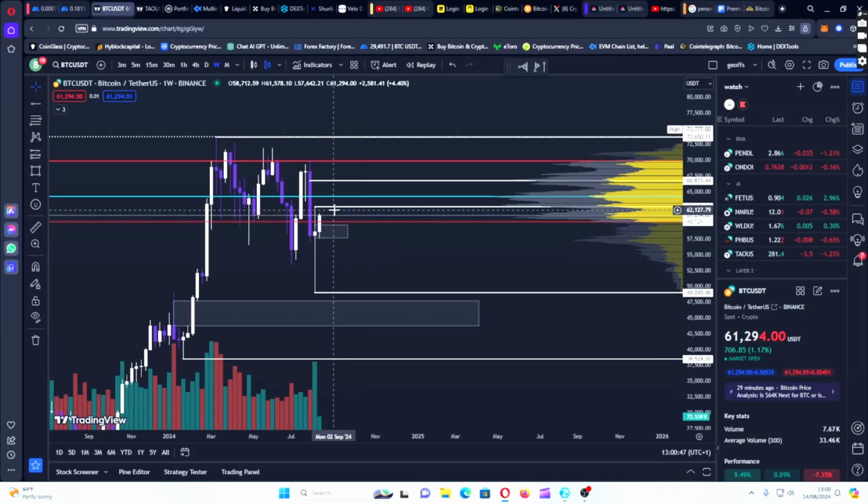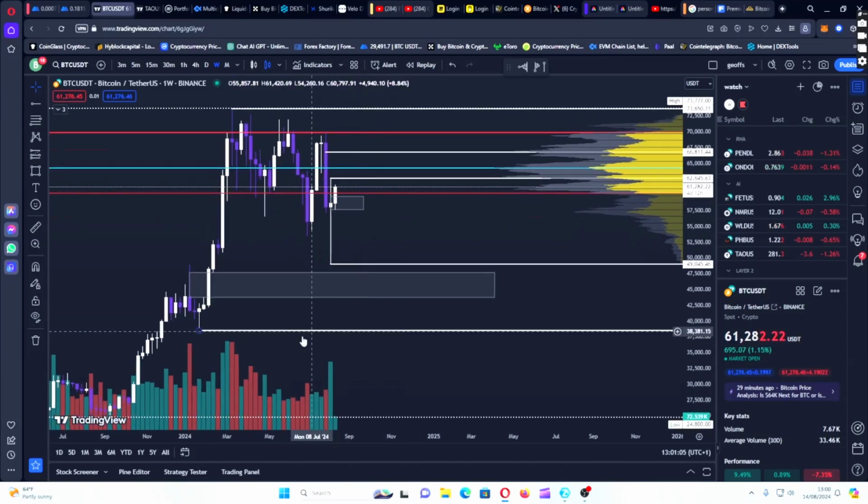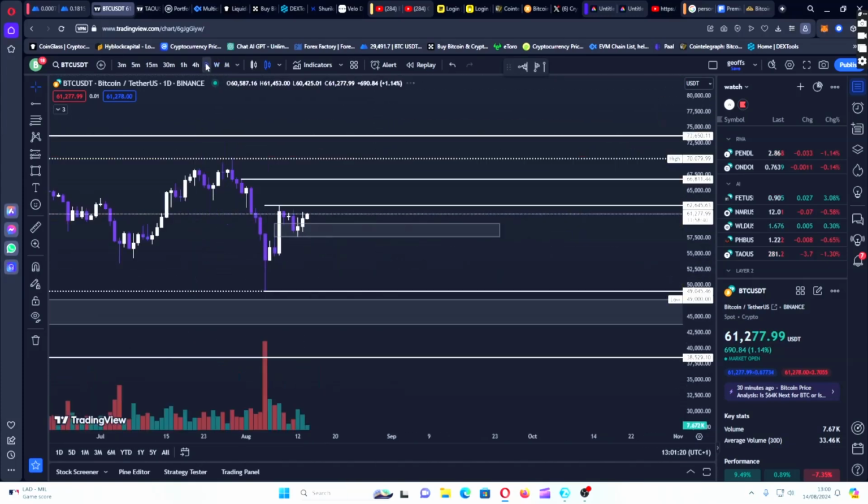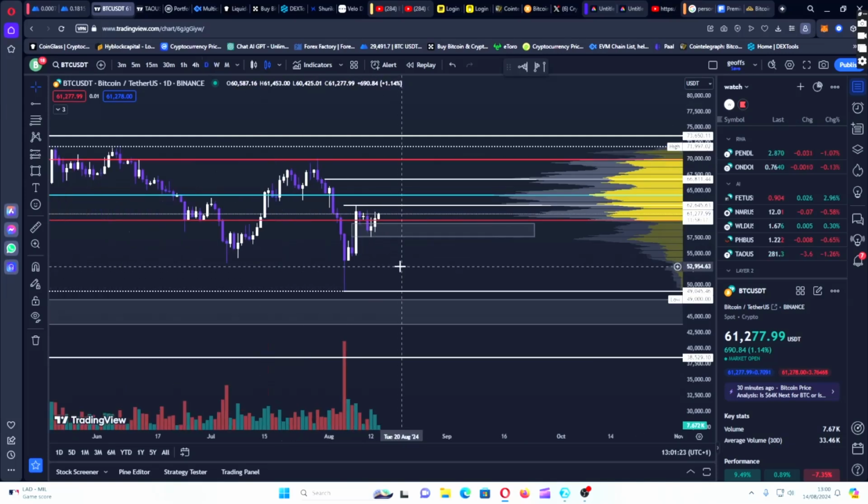So possibly we could be looking to take the 62k area of liquidity. Also, I think it's CPI or PPI data coming out today, so we're going to be looking at that. Volume has increased from the 29th of July into August. Volume has increased. When we go down into the daily now, let's drop into the daily.